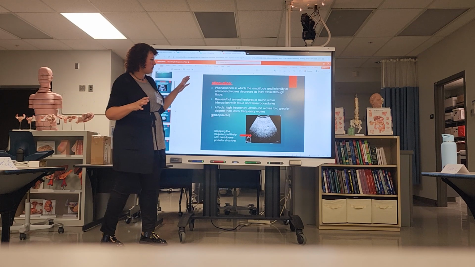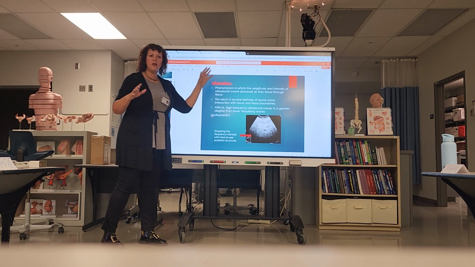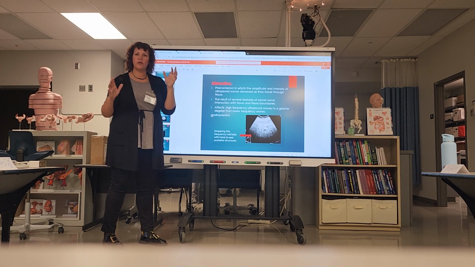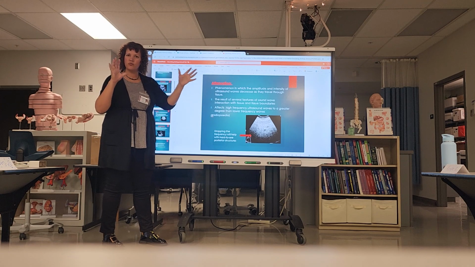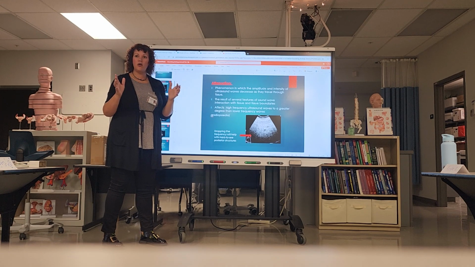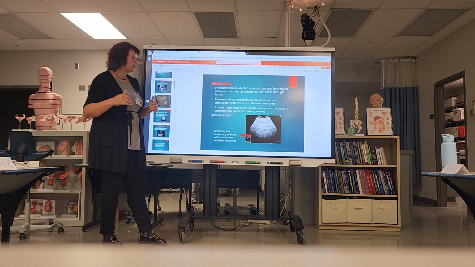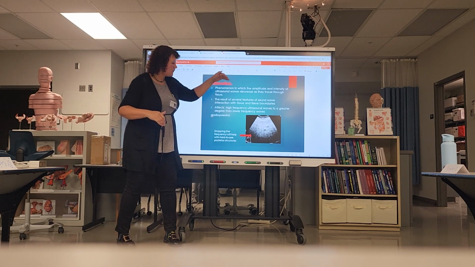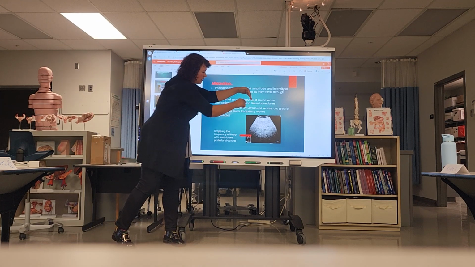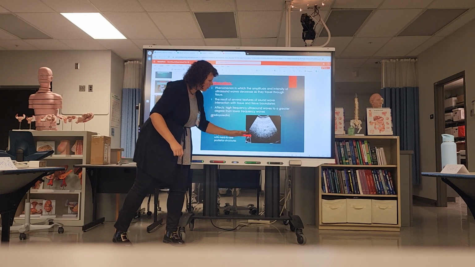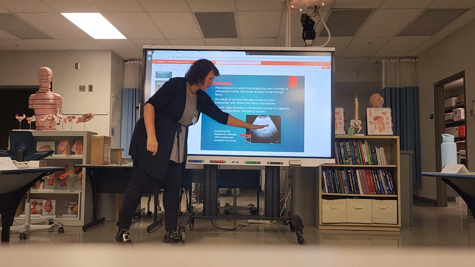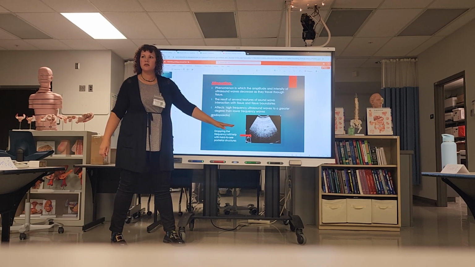So if we have a very large patient, and we're using, would you use a high frequency transducer or a low frequency transducer if the patient is really, really big? Low. You're going to use the lowest frequency that you can. And even still, it's not going to be enough to penetrate all the way through and get all the information that we need. Does that make sense?